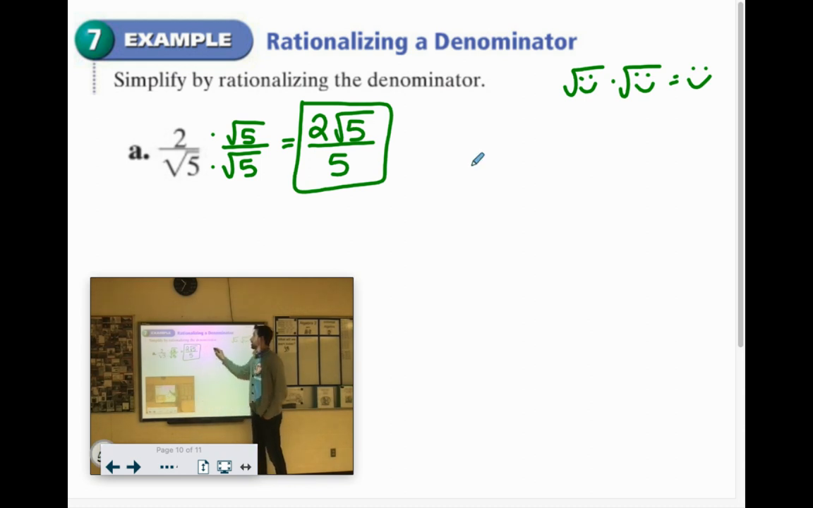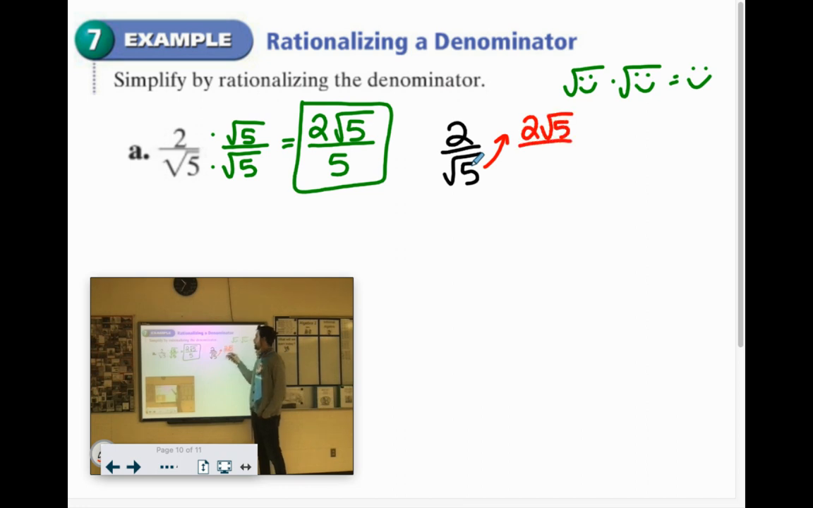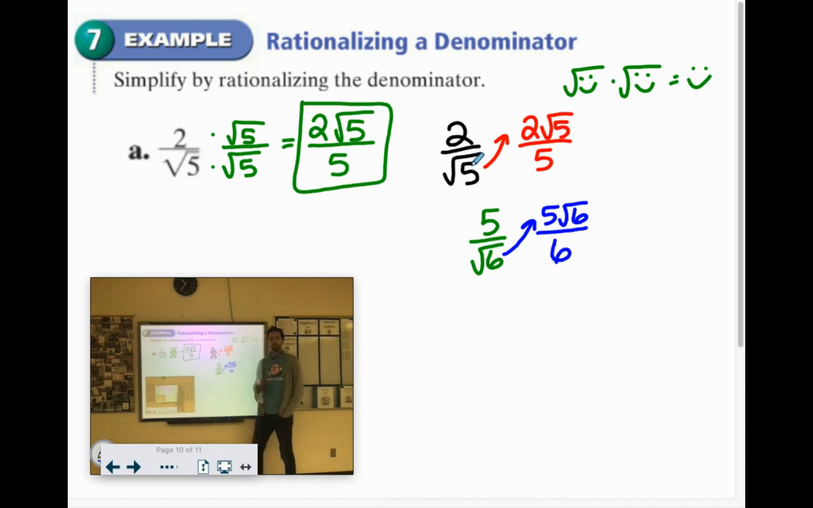Another way, after you do a few of these, you'll kind of notice a pattern. What you can do is just bring the radical up to the numerator, make it 2 root 5, and then the denominator, the radical just vanishes. So if we had something like 5 over root 6, you bring the root 6 up, make it 5 root 6, and then the denominator, the radical just goes away, 6. Great.